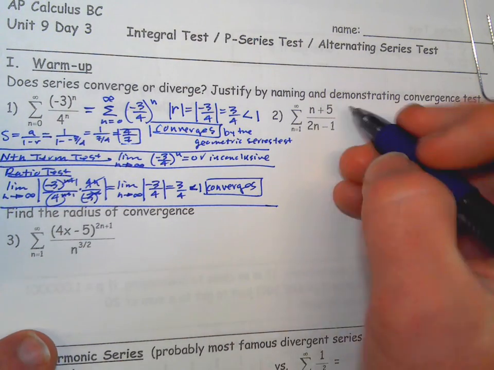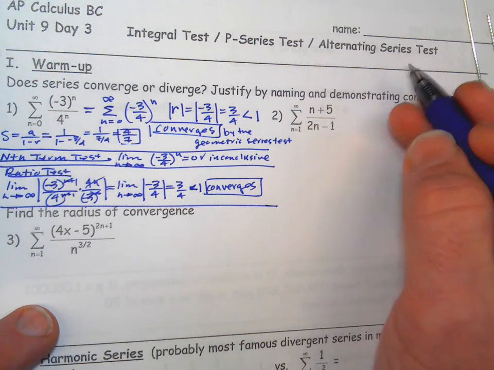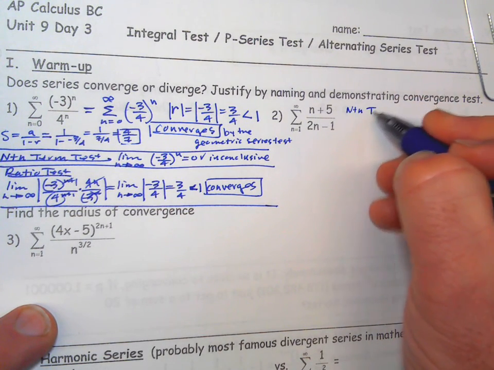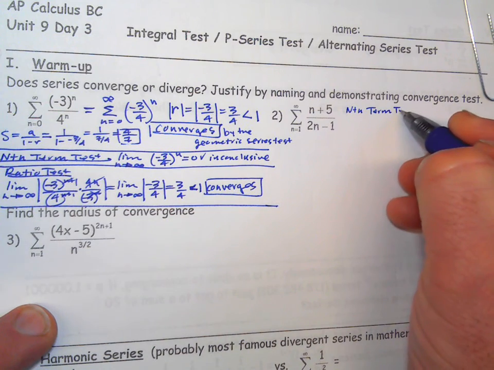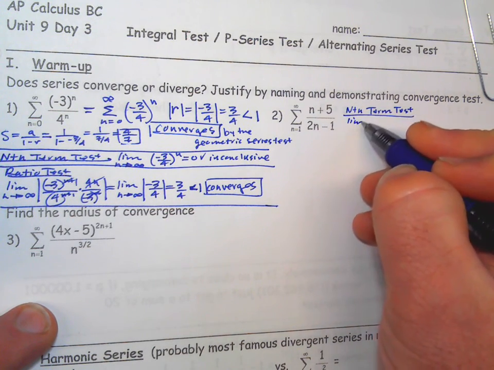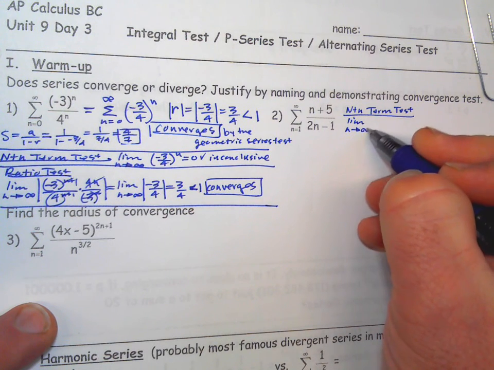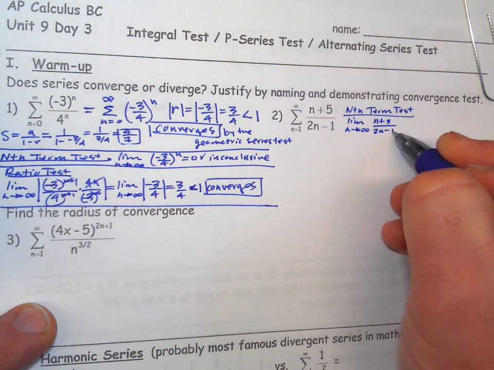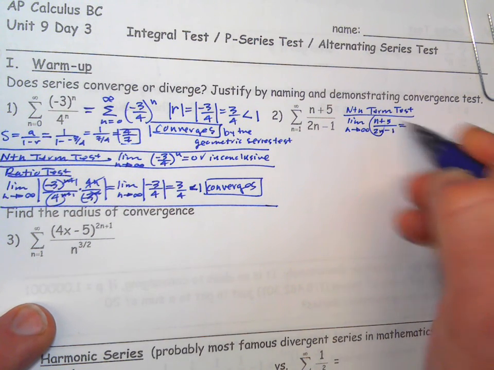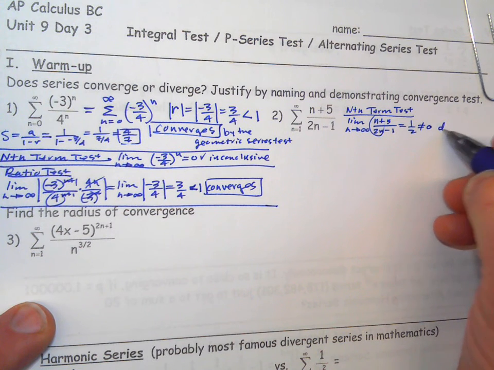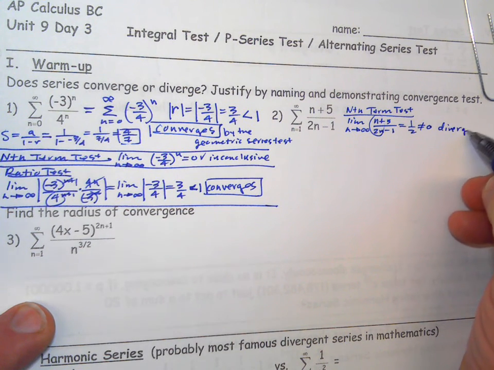Okay, next one is not a geometric series, so we cannot do that. So we could try the nth term test first. That'd be the limit as n goes to infinity of n plus 5 over 2n minus 1, where these are the dominant terms. It's going to go to 1/2, which doesn't equal 0, which is conclusive. It diverges.